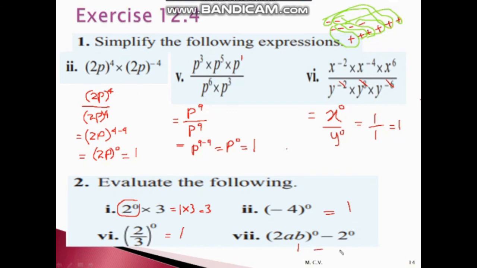Here the base is minus 4. Whether the base is minus or plus or anything, the index is 0, therefore the answer is 1. 2ab to the power 0. The base is 2ab, 0th index, so the answer is 1. 2 to the power 0 is also 1. 1 minus 1 means 0.